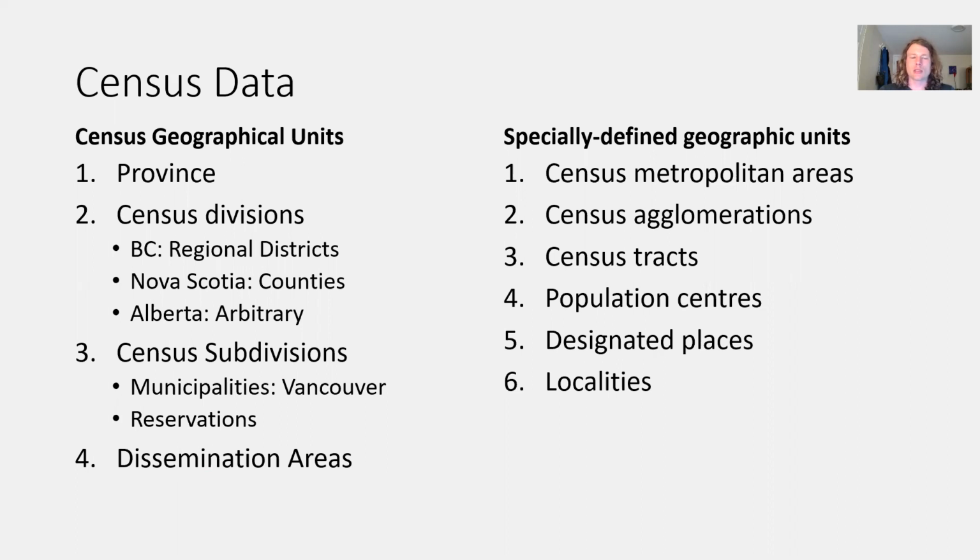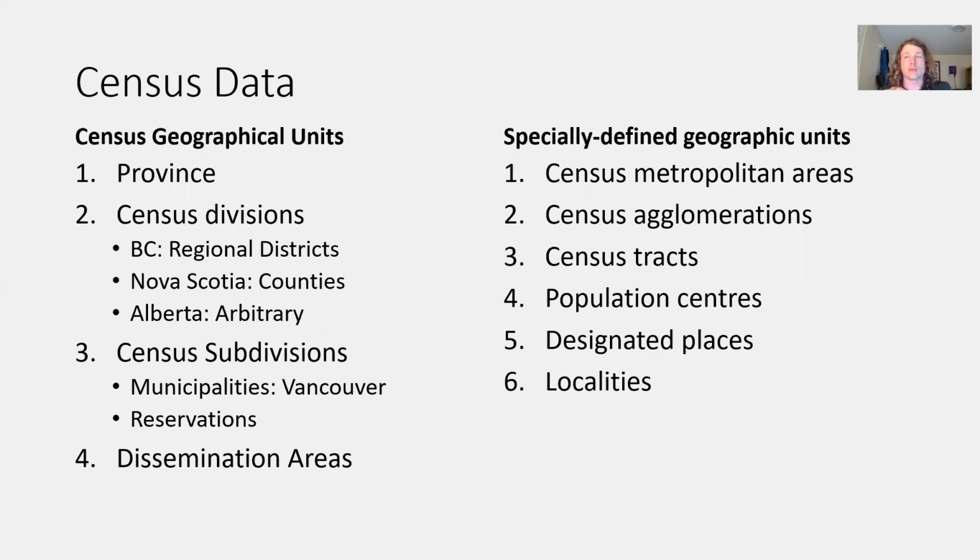And then the smallest unit is the dissemination area, and these are blocks that contain 400 to 700 people usually. And then there are some specially defined geographic units for doing finer analysis of specific areas. Two that we're going to focus on, or 3, I guess, are census metropolitan areas, census agglomeration areas, and then census tracts. So census metropolitan areas are just the largest cities in the country.